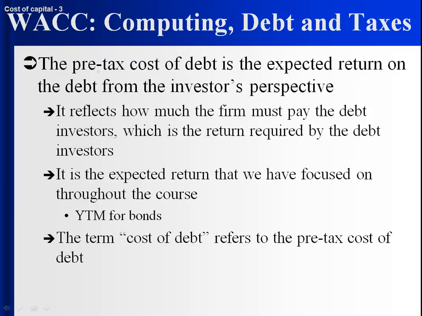So when we talk about pre-tax cost of debt, that's the expected return from the investor's perspective. It's the yield to maturity for bonds. If I'm an investor and I expect a return of 10%, the yield on the bond is 10%, that's the pre-tax cost of debt to the firm. And if it doesn't specify pre-tax or not, cost of debt refers to pre-tax cost of debt. Cost of debt, yield to maturity.